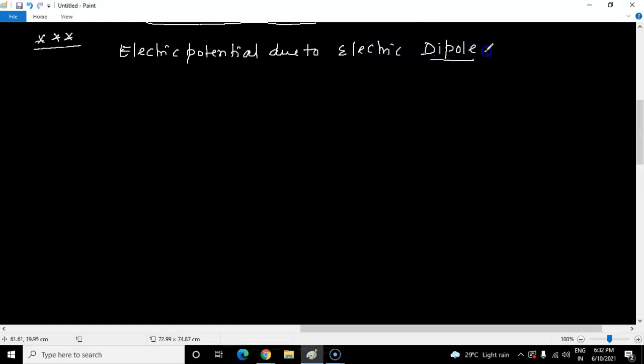This derivation is very important: the electric potential due to an electric dipole. This electric dipole I have already discussed in the last lecture.